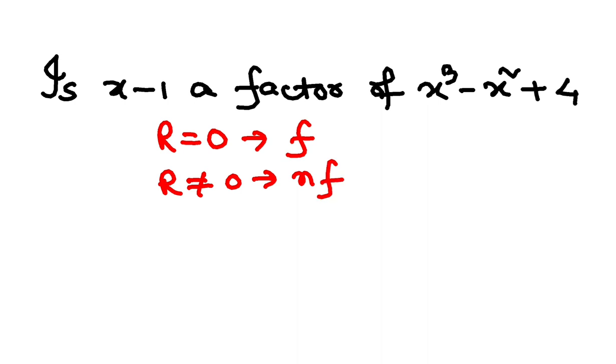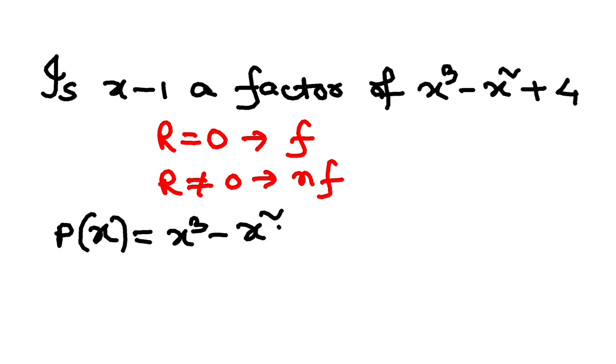So how shall we find a remainder? We shall use the remainder theorem. So I'll declare this as p of x: x cube minus x square plus 4. I have to divide by x minus 1, so I'll take x minus 1 equal to 0. x is equal to 1.